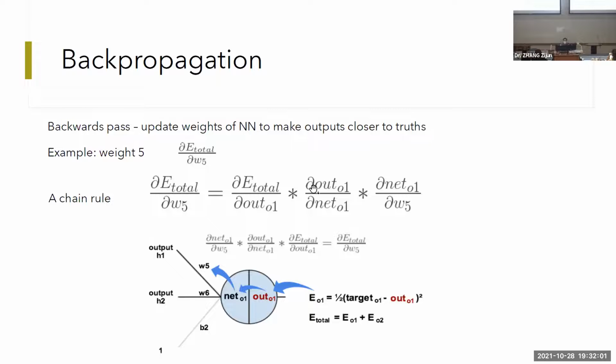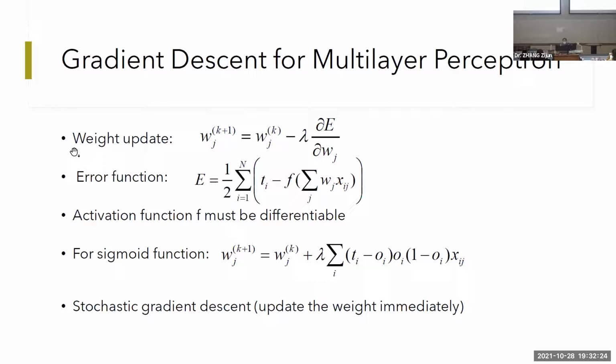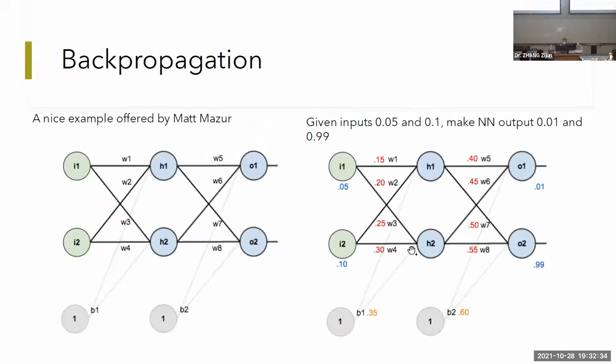Then we do the backward pass. We need to update the weights of the neural network to make the outputs closer to the ground truth. The next step is we want to backpropagate the gradient. We want to remember that the weights of the network are updated based on the gradient. Then we want to optimize the weights across the network.